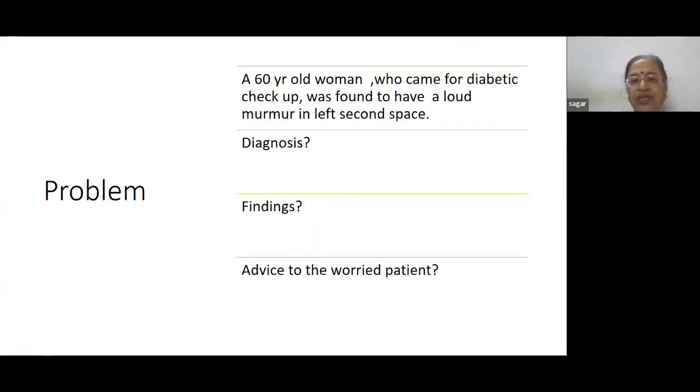What are the clinical features? Let's look at this problem. A 60-year-old woman came for a diabetic checkup and was found to have a loud systolic murmur in the second left space. What is the diagnosis, findings, and advice to the worried patient?